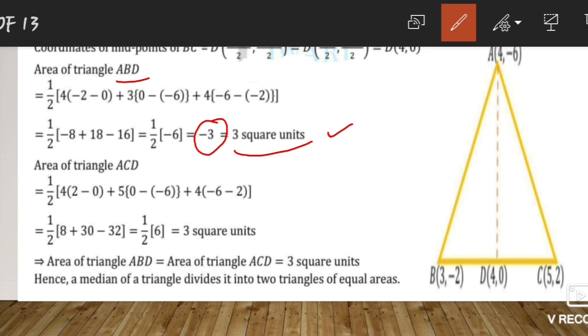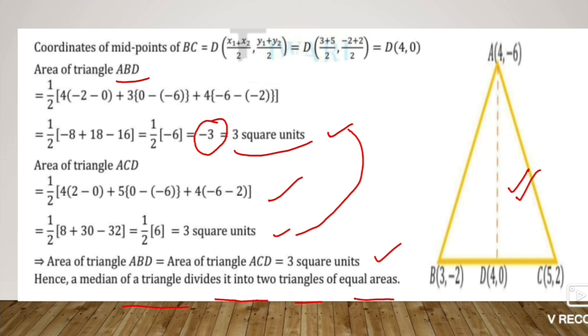Again, if you look at triangle ACD, the coordinates of ACD are known, right? So again put them in the formula of area of triangle. You will get the area of triangle ACD as 3 square units. Now, as you can see, the area of ABD and the area of ACD are equal, 3 square units each. So you can conclude that a median of a triangle divides it into two triangles of equal area. Okay, so you have verified that result.